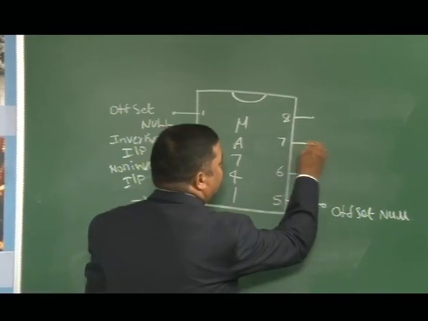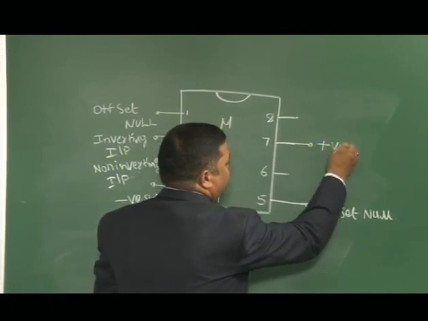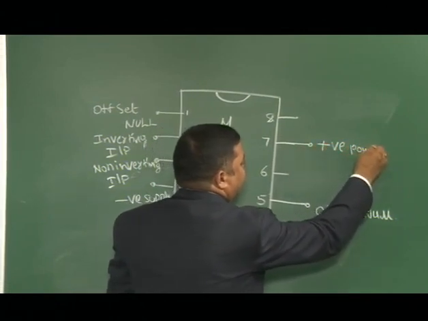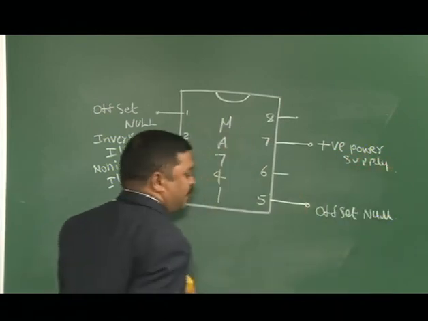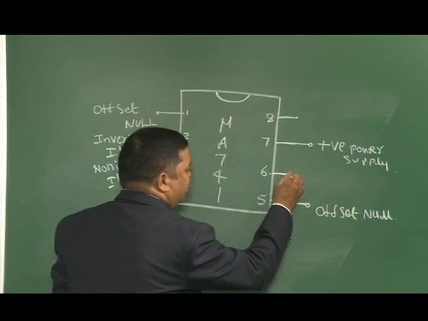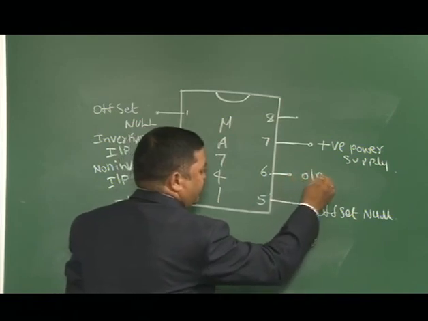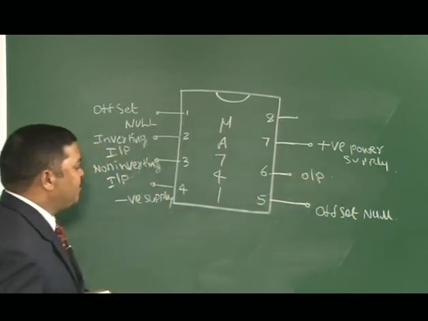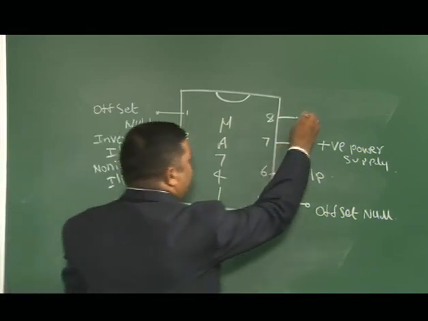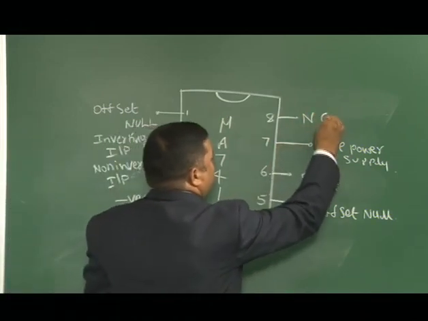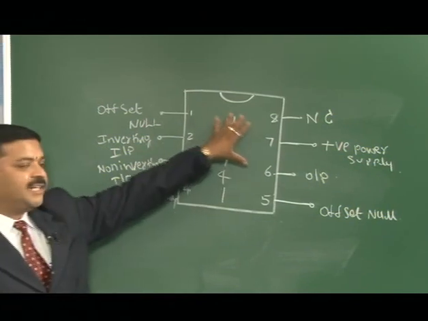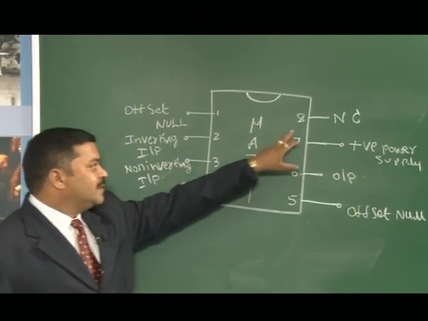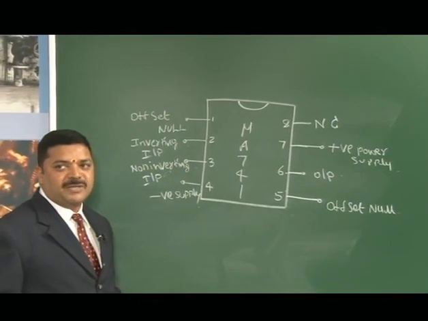Similarly, pin number 7 is the positive supply, positive power supply we can say. Pin number 6, at pin number 6 we take the output, so it is an output pin. And pin number 8, it is a dummy pin, or it is said to have no connection with the internal circuitry. Because why we used pin number 8, you may ask.